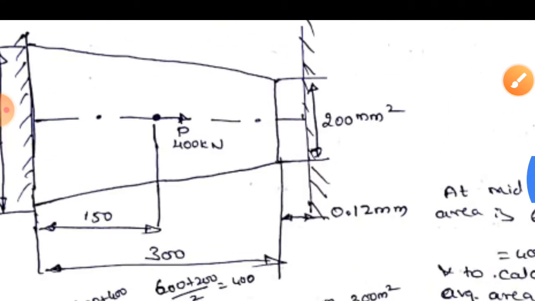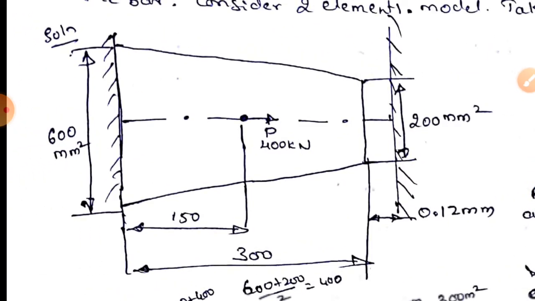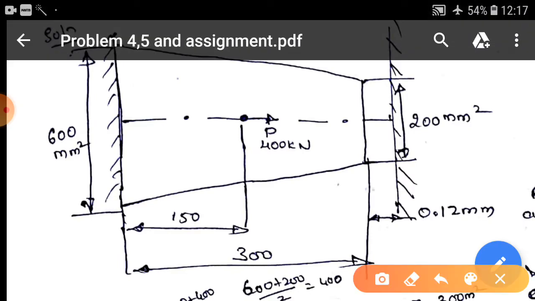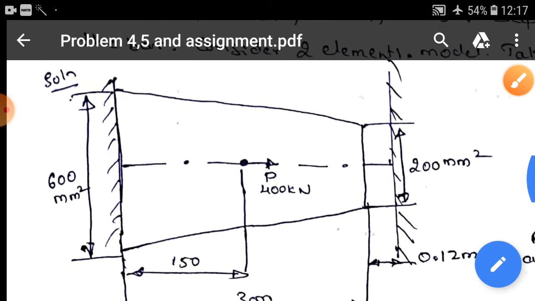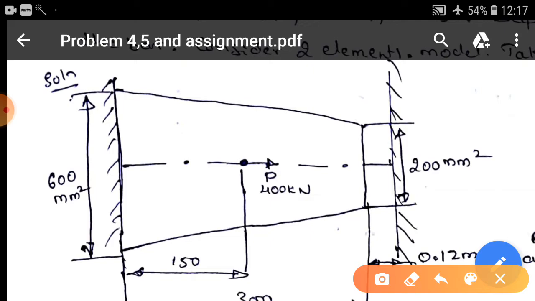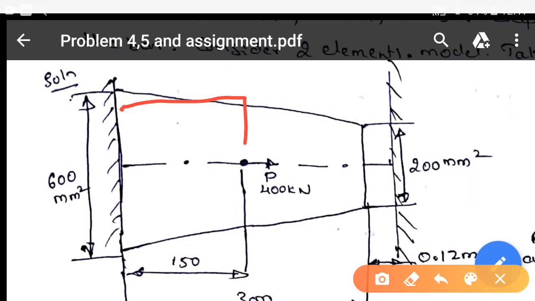I have explained the thorough details of this in the previous problem. What I'll do is model it as two elements. How to model it? I'll place a node at the beginning of the geometry. At the geometry, there will be two nodes here. One more node is at the point of application of force. The overall length is 300 mm, and 150 is the length at which the force P is applied. If we go on dividing it into elements, this is the first element.